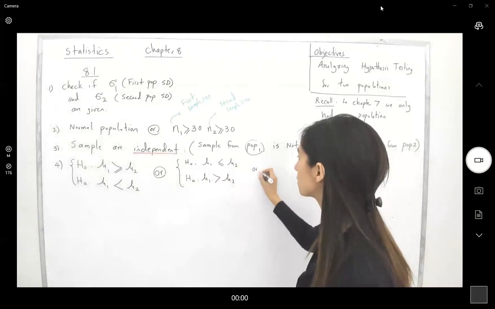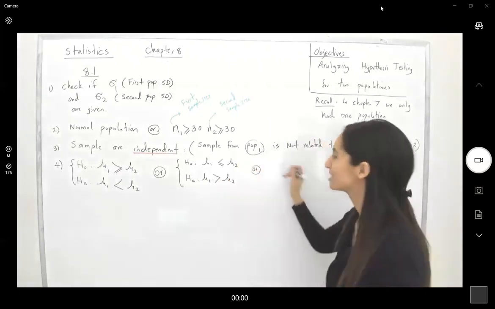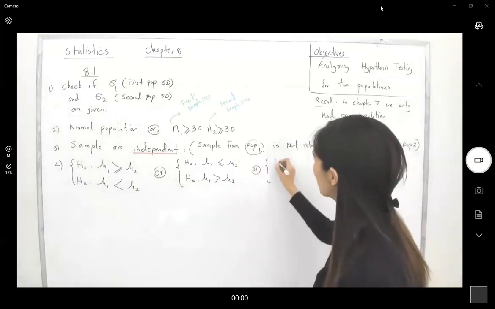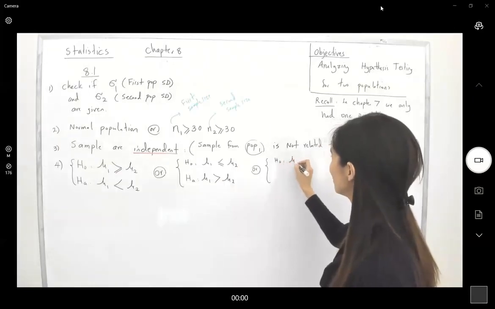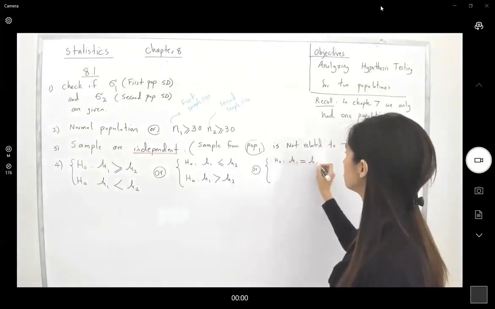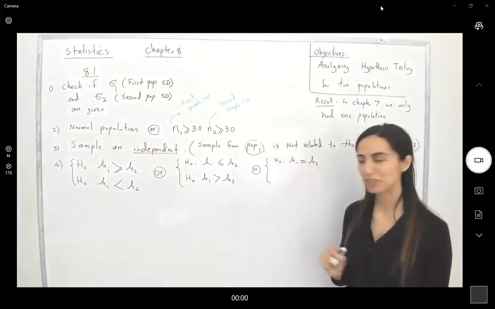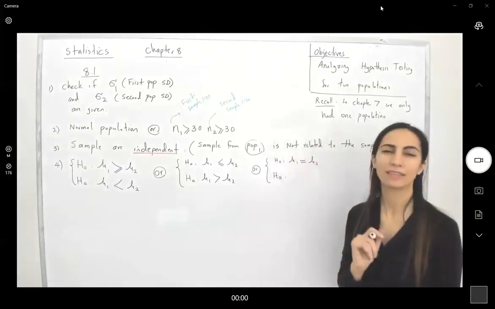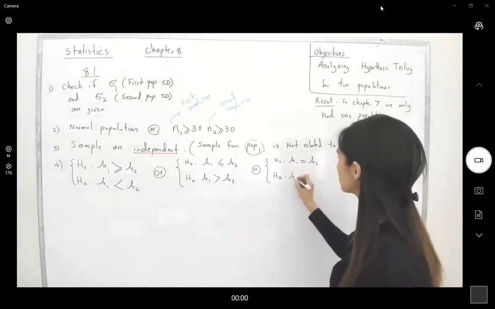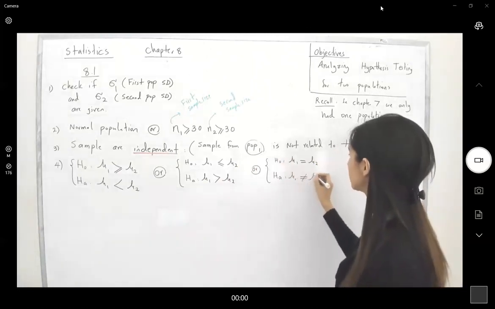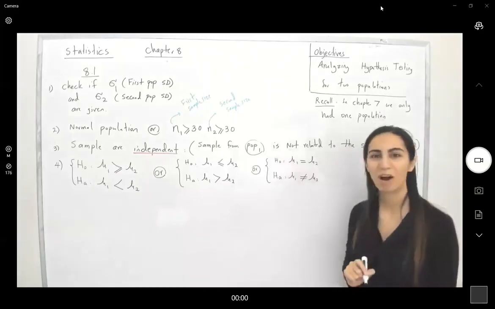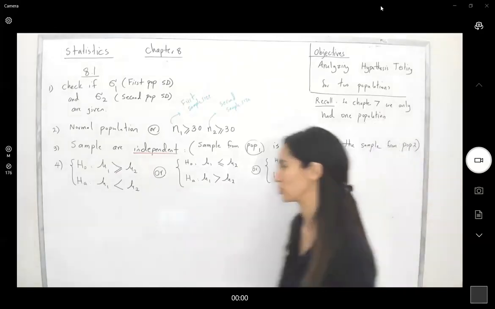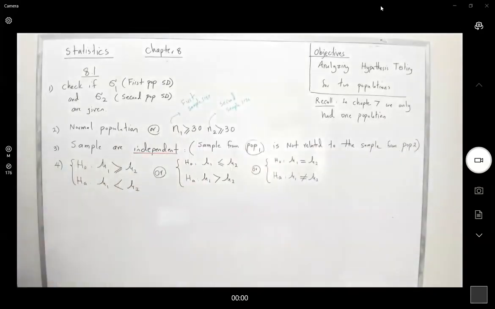Or remember that we have a two-tailed test. The mean of the first population is equal to the mean of the second population. Its complement, they are not the same: the mean of the first population is different from the mean of the second population. So this is our fourth step.